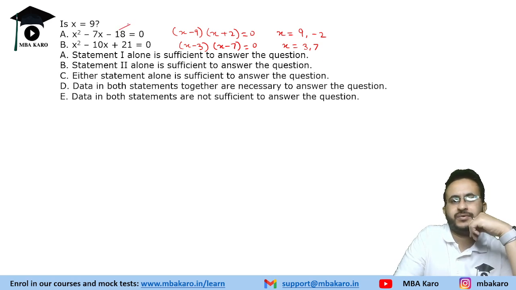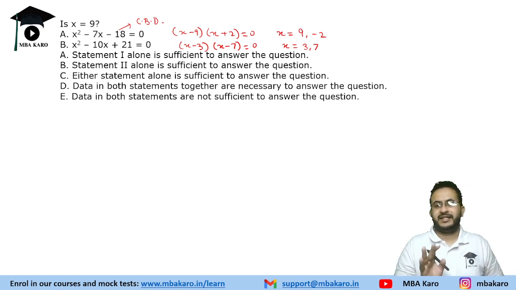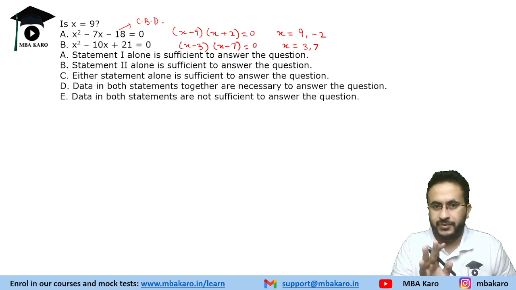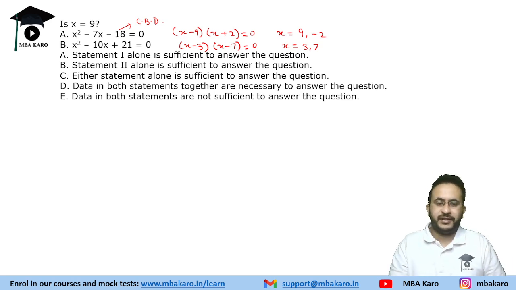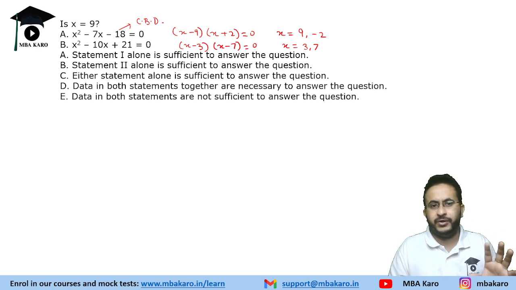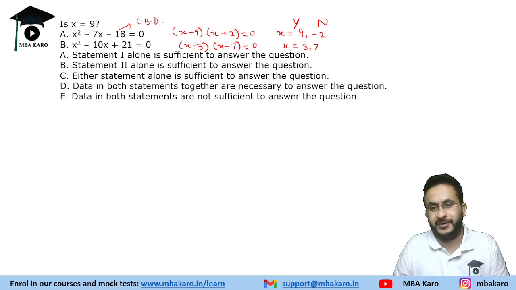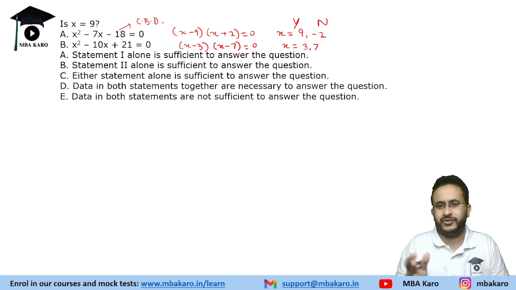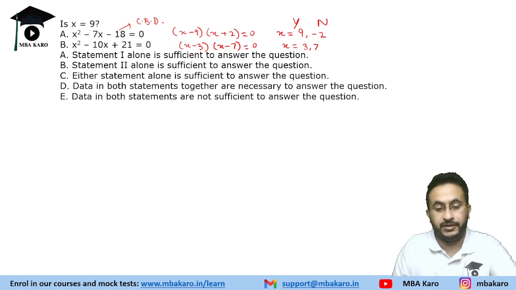So can we answer this question? No, because we are getting 9 but also minus 2. The question is not asking what the value of x is. It is saying, is x equal to 9? Now you will say yes, you will say no. So the answer cannot be determined. If I ask you whether it is true or false, you have both things in your mind. So the answer cannot be determined.